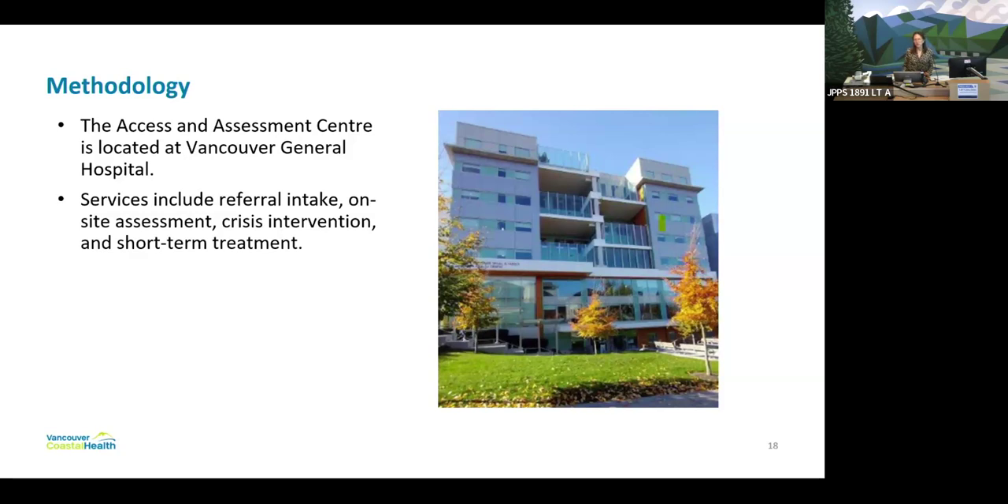It's also important to note that the Access and Assessment Center was actually the pilot site that first started using the paper version of the MHSU screener before it was developed and implemented in Paris, the clinical information system that the Access and Assessment Center uses to document.